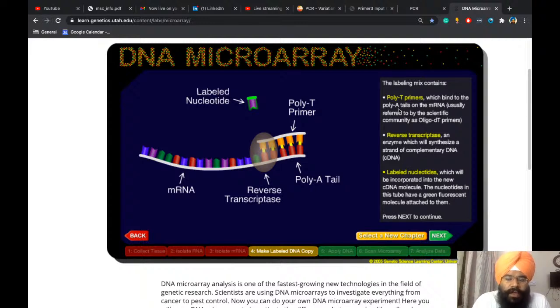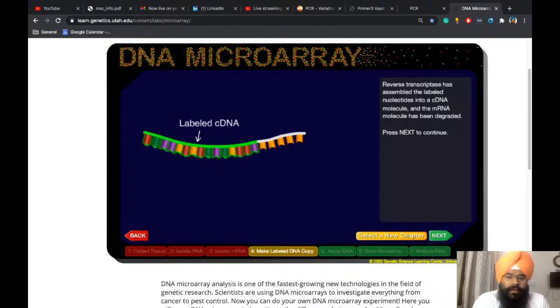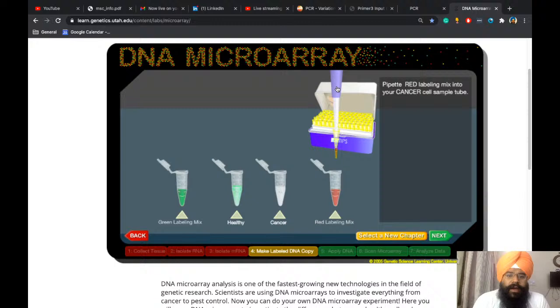The primers bind to the poly A tails on the mRNA, and the reverse transcriptase synthesizes the complementary DNA, while the labeled nucleotides are incorporated into the new complementary DNA. So now, with the help of these dyes, your complementary DNA is being produced. Now you remove the mRNA, and you have complementary DNA which is labeled green in the healthy cells, and the cancerous cells will be labeled with red.